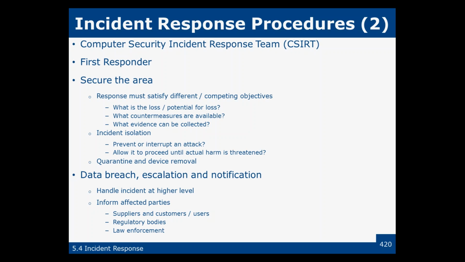Prevent incident isolation. We're going to prevent or interrupt an attack. We're going to allow it to proceed until harm is threatened. If we let it proceed, we may be able to figure out what's going on and help us in prevention the next time. Quarantine and device removal are some of the things that are going to be done with these systems. Once it's isolated, quarantine it, eventually we're going to remove the device and restore the device.